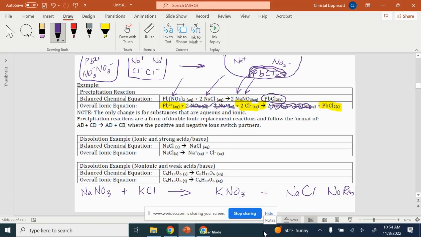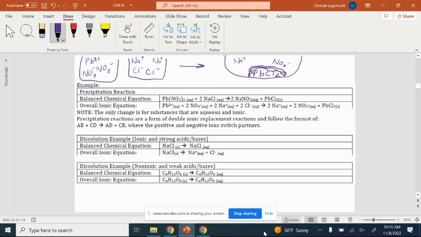All right. So that takes care of precipitation reactions. We spent a lot of time in regular chem on those, if you remember correctly. Days and days and days.